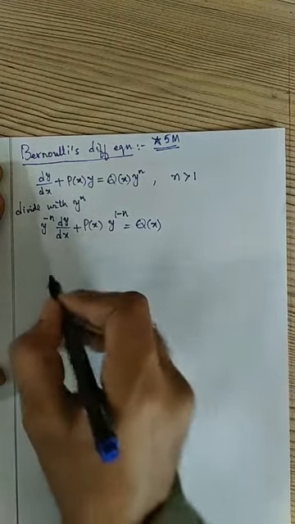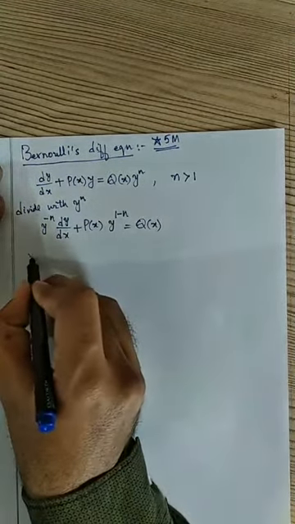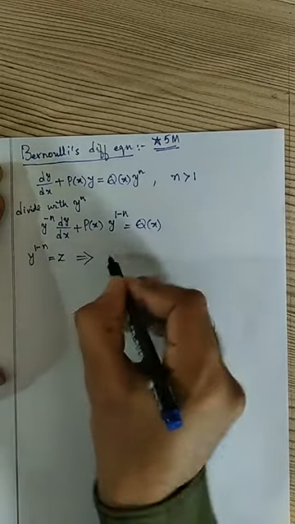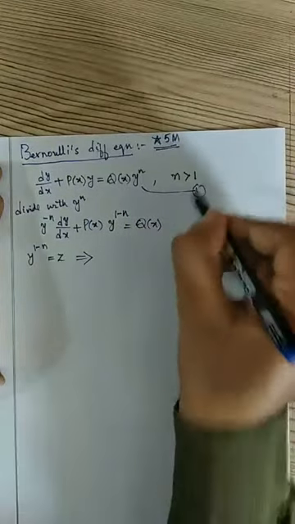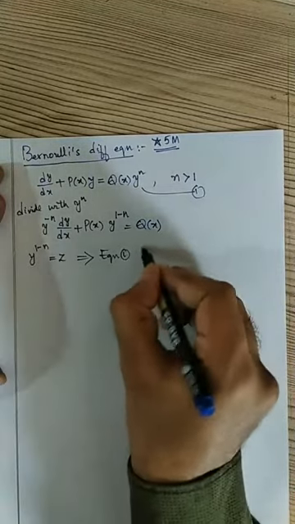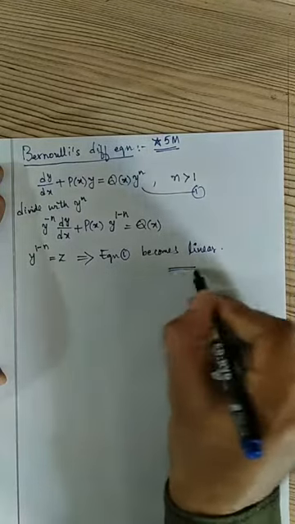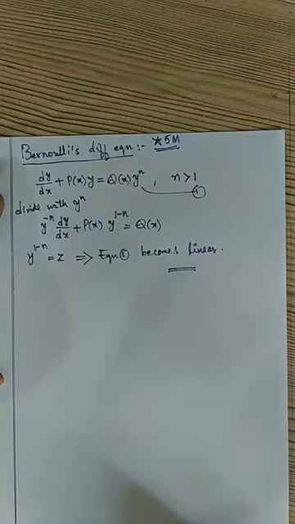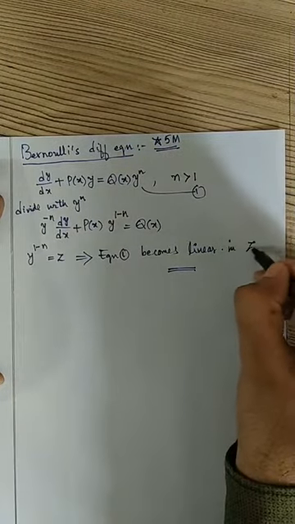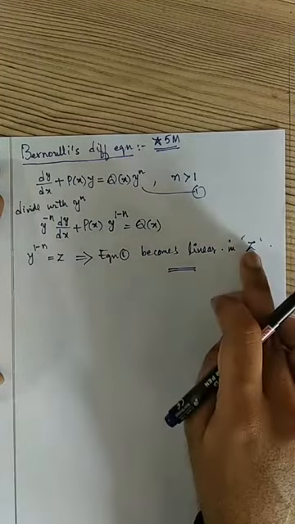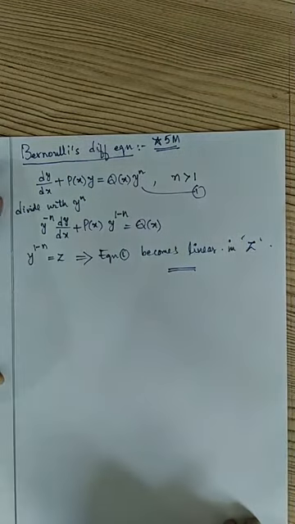Now in this equation we have to take a substitution, y power 1 minus n equal to z. If we take this substitution, then what will happen? This equation 1 becomes linear, right? Once the given equation becomes linear, we know how to solve that. And linear in which variable? Linear in z, right? Once it becomes linear, we have to find the integrating factor, and the general solution will be given by z into integrating factor. That we know, we will see in the problem also, right?